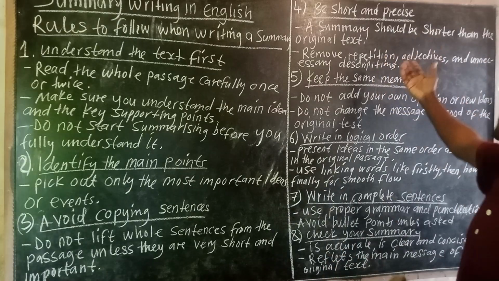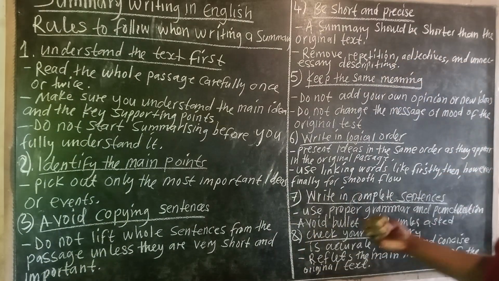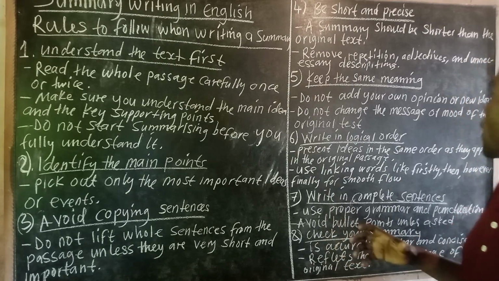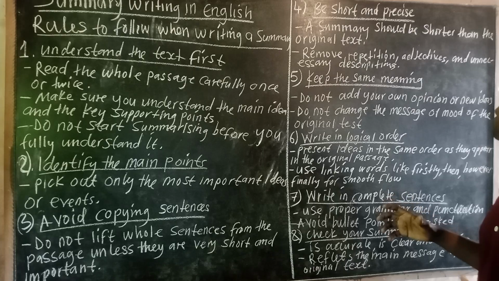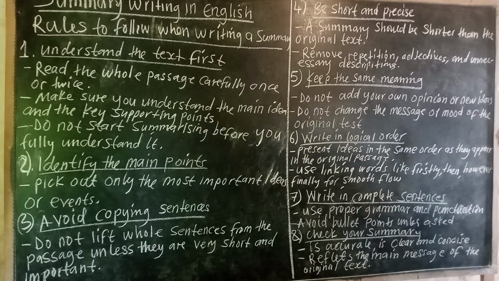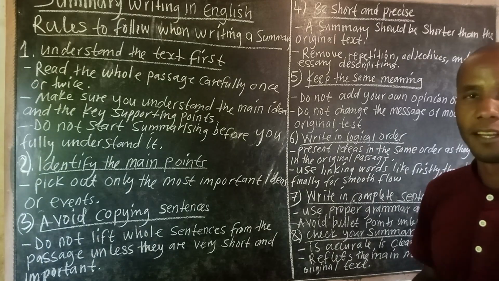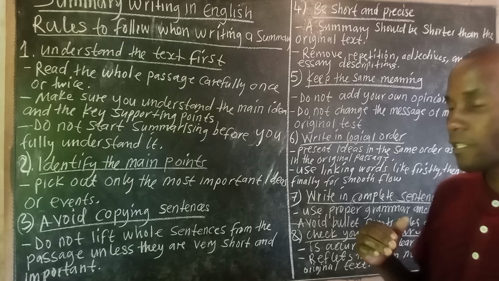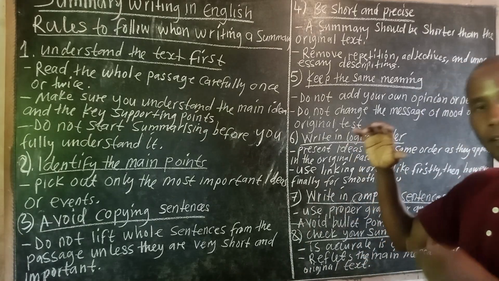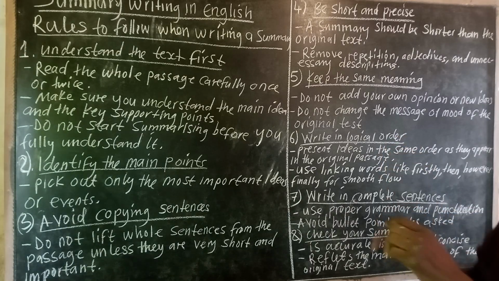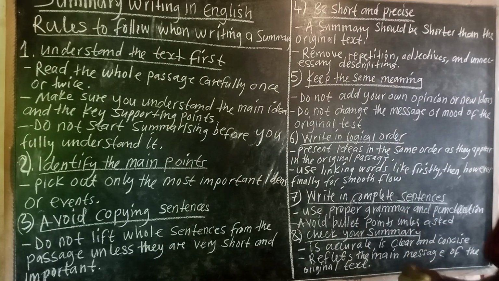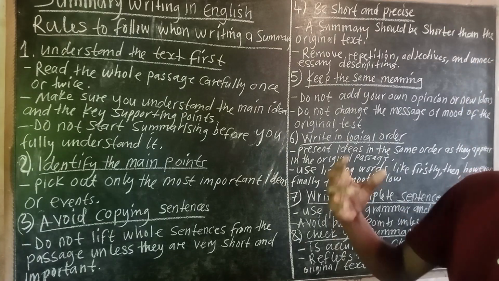That's why we are saying be short and precise. Why? The summary should be shorter than the original text. Then the other point under bullet 4 is to remove repetition, adjectives, and unnecessary descriptions. As you are writing, make sure the summary doesn't repeat the same words. Adjectives and unnecessary descriptions should also be removed in order for you to summarize the passage.